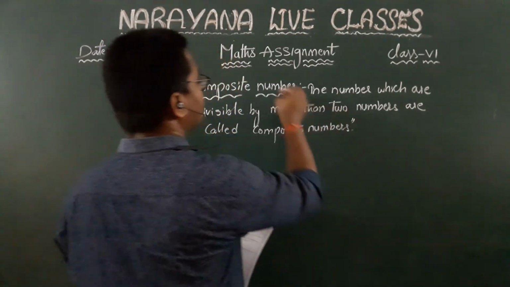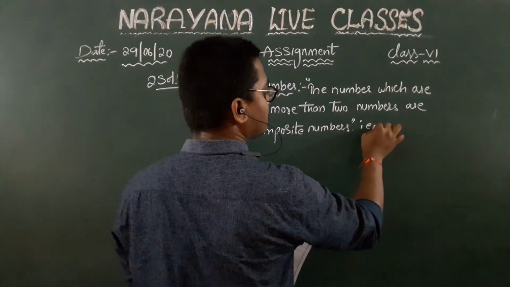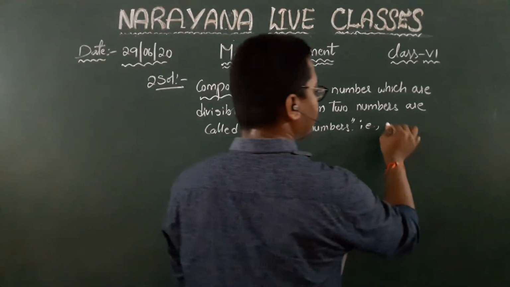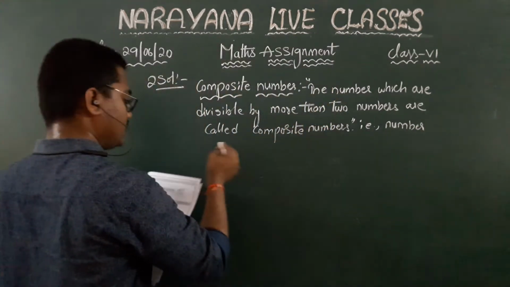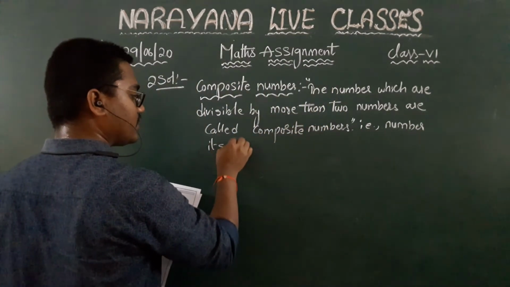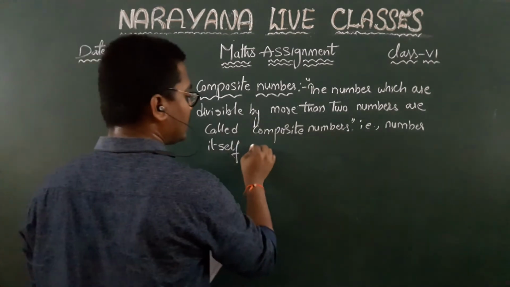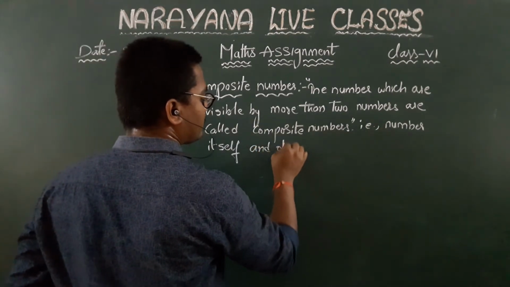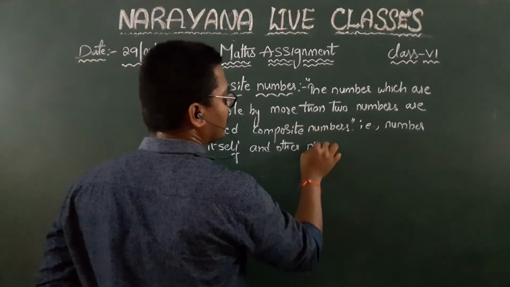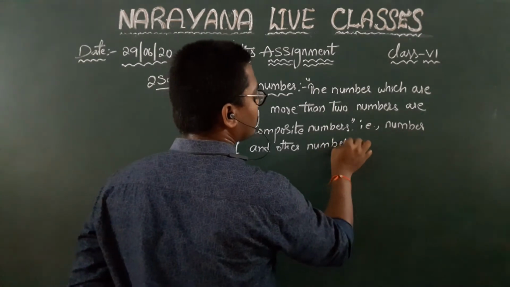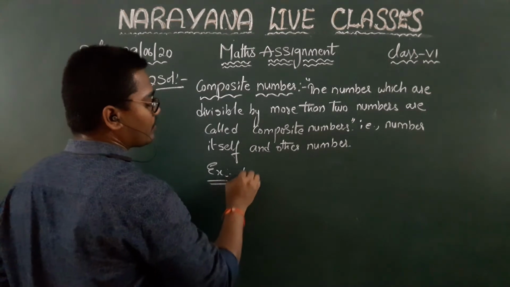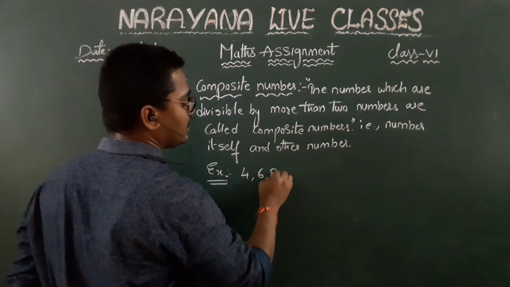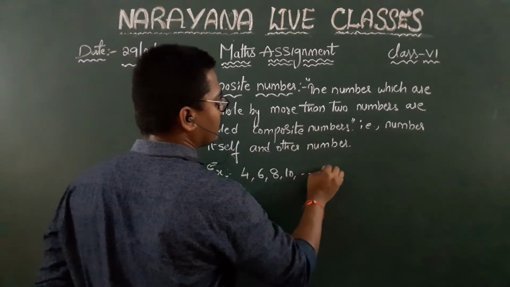Or else it can also be defined as, that is, the number itself is one factor, and other numbers are the other factors. So examples are 4, 6, 8, 10, and so on.